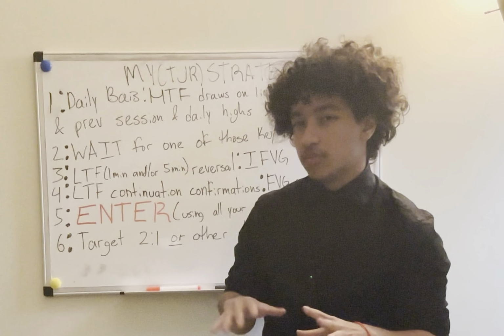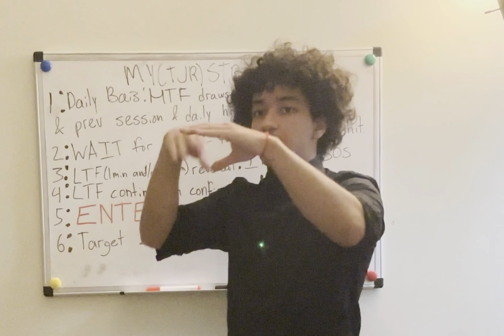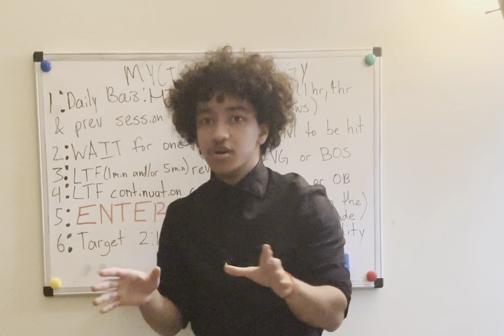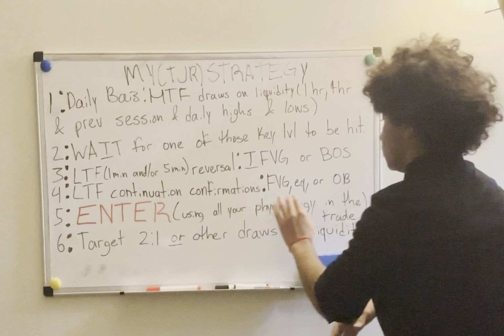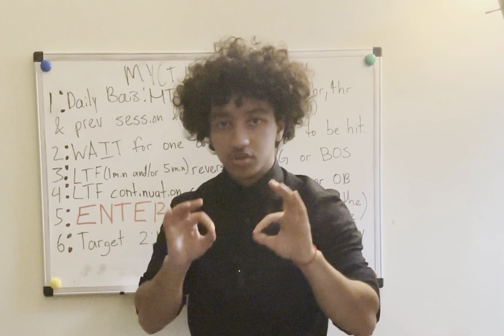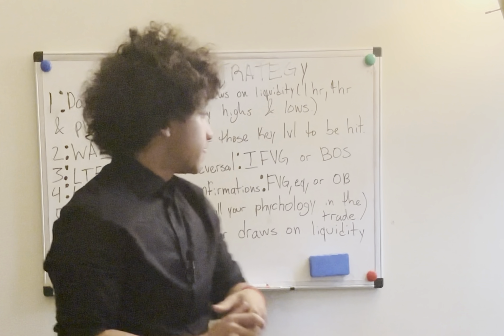But real quick, put your stop loss above the low time frame continuation and confirmation. So if you see a fair value gap and you're entering for a short, you put it above the fair value gap. If you're entering for a long with a fair value gap, you put it below the fair value gap. Very simple. And you do that with the equilibrium and the order block. All right, that's for your stop loss. And for your take profit, you are targeting a 2-to-1 or other draws on liquidity. I have not taught where to put your stop loss yet, but I will teach you that, guys. Don't worry. But that is my strategy.